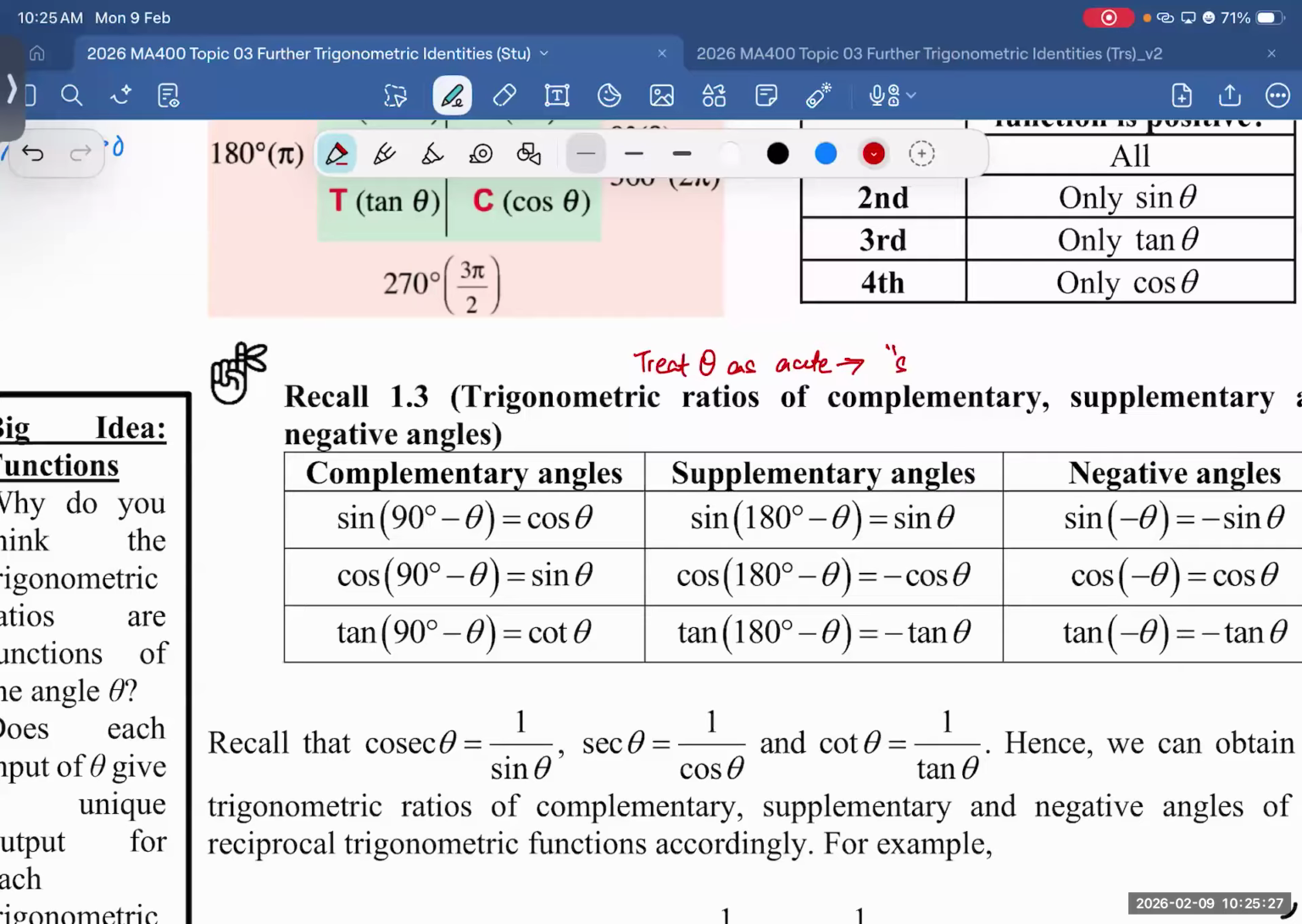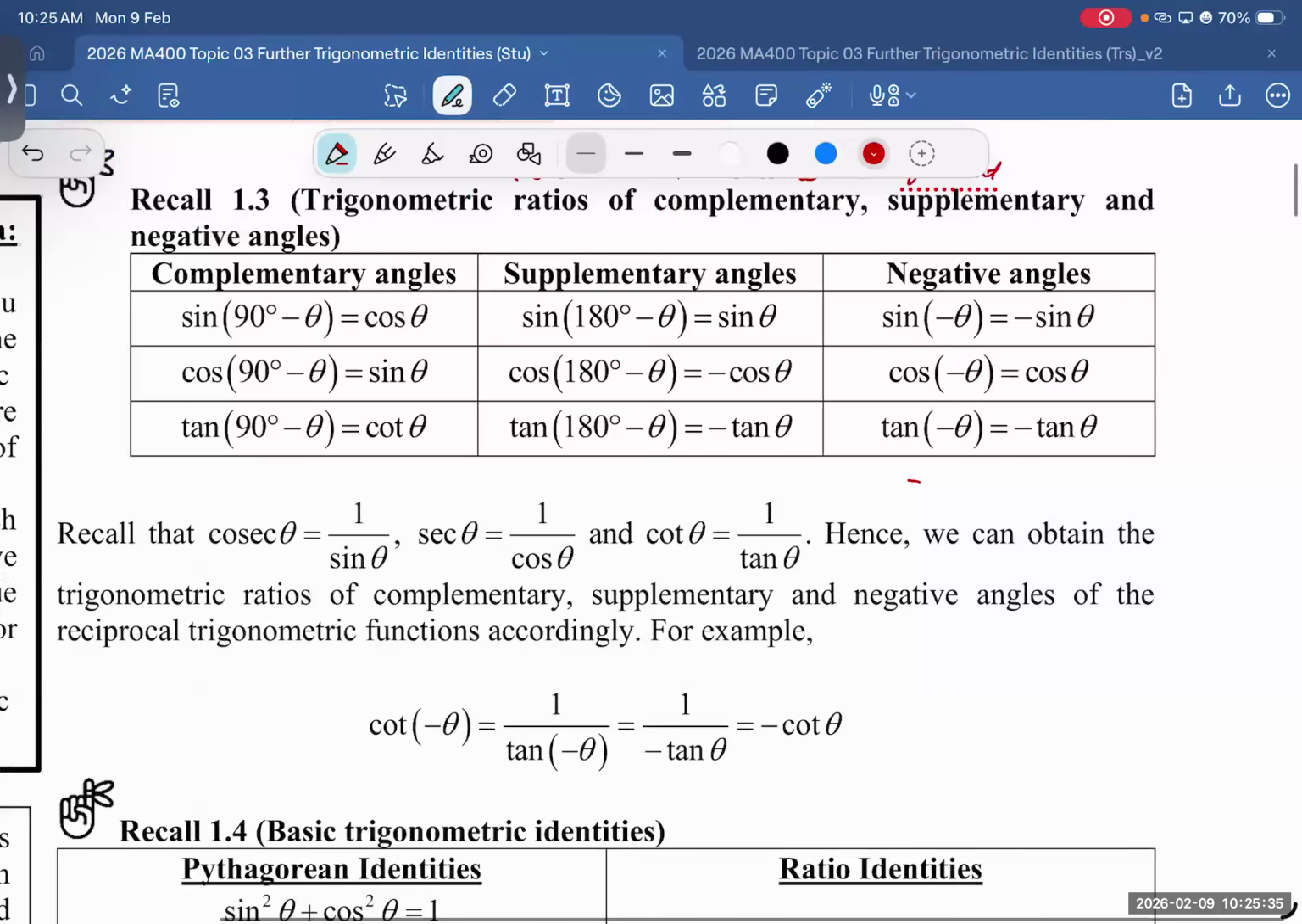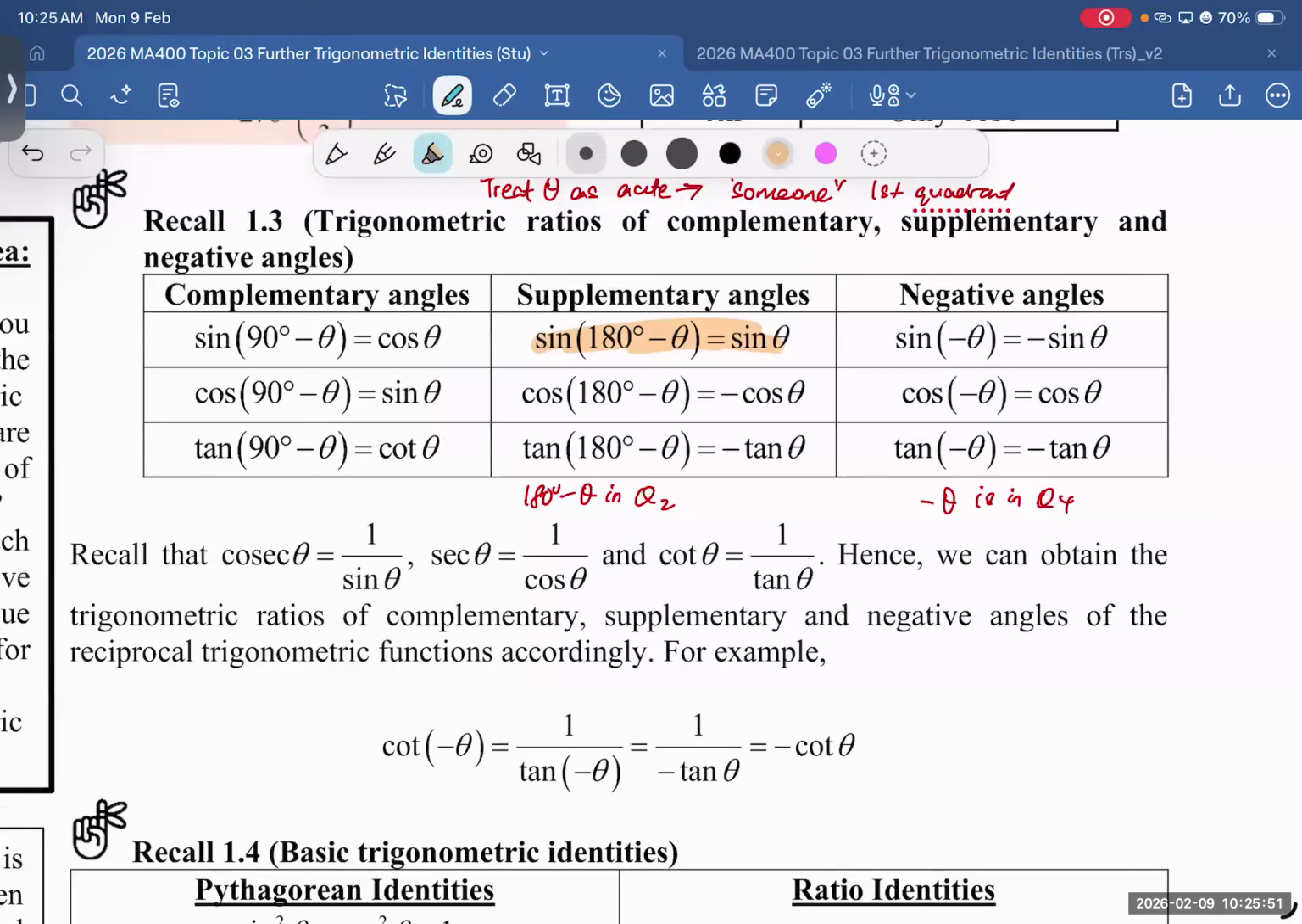Okay, if theta belongs to the first quadrant, negative theta is in which quadrant? Quadrant 4. 180 minus theta is in which quadrant? Second. Okay, that is why I always remember. Then you can see that only sine is positive. Only cosine is positive. Because here we are talking about quadrant 4 and quadrant 2, whereas the S and the C quadrant.